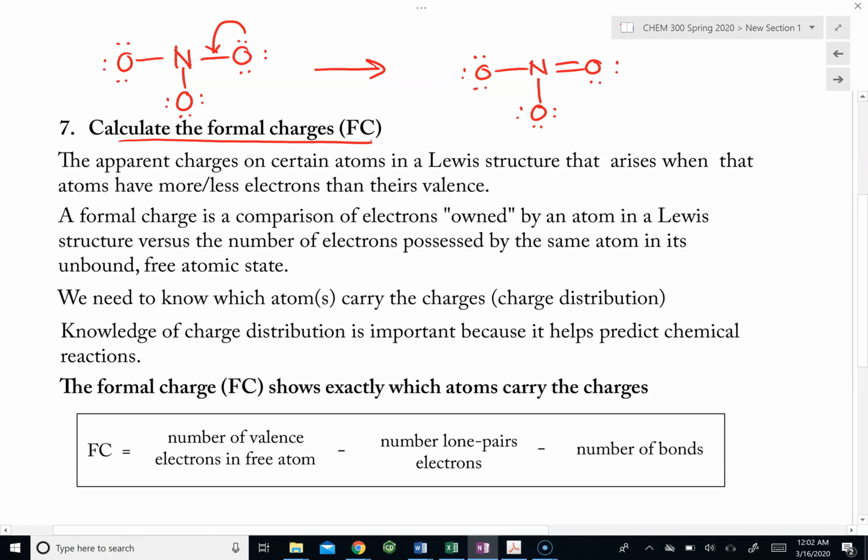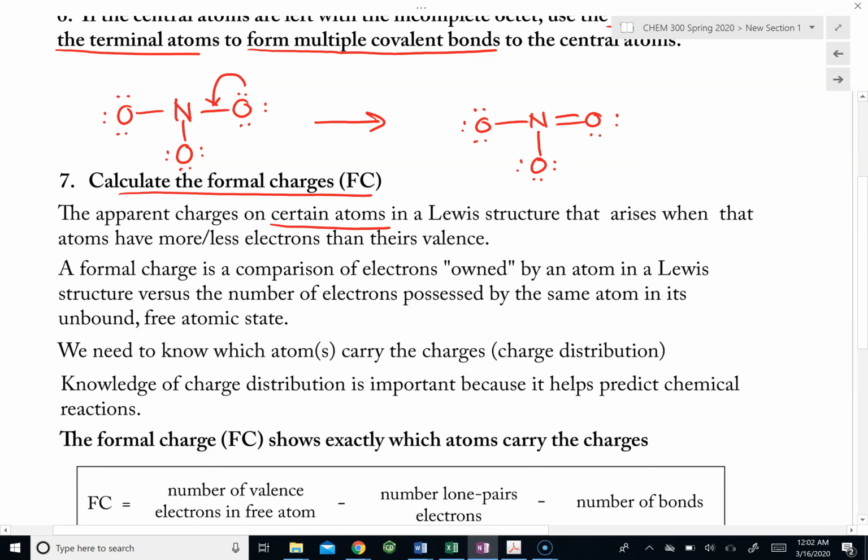What is the formal charge? The formal charge is basically the charge that arises on certain atoms in the Lewis structure, because they have more or less electrons than the total number of valence electrons that they're supposed to have, and therefore they become charged. So the formal charges of all of the atoms add together to equal the overall charge. So here, some of these atoms may be carrying a charge that adds together to the overall charge of -1. So the charge on some of these atoms, we call the formal charge.